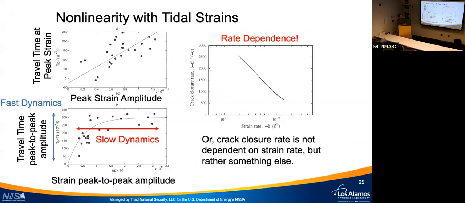And so they talked about it as this rate dependence, where the crack closure rate gets smaller as the strain rate increases. That's a perfectly correct way to say it, but I interpret this as the crack closure rate not being dependent on the strain rate, but rather something else. So when you're on the compression side of it, it doesn't seem to depend on the strain or the strain rate. It just has to do with something else.